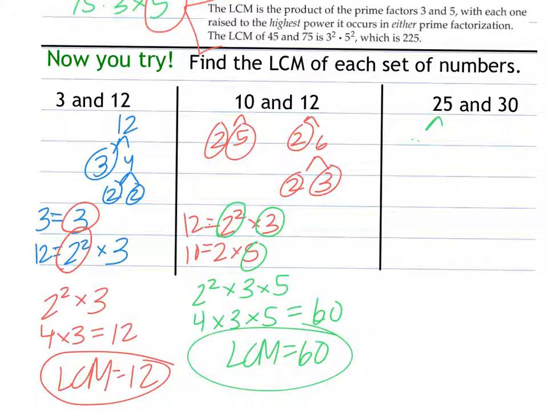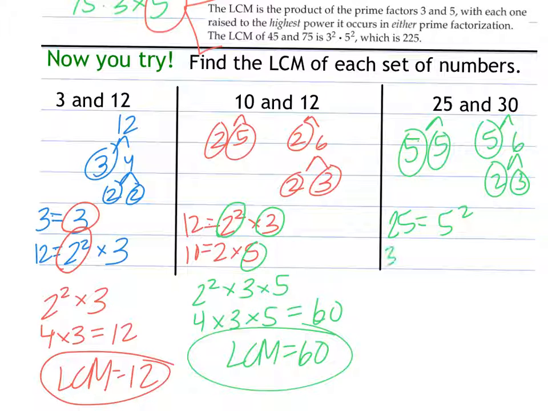25 splits into 5 and 5. Both of those are prime. So 5 squared. 30 would split into 5 and 6. 6 splits into 2 and 3. So for 30, that would be 2 times 3 times 5. So we look at every number that shows up between there, a 2, a 3, and a 5, and we take them to the one with the highest exponent. Our only option for 2 and our only option for 3. Between the 5's, the 5 squared has the higher exponent. So I multiply 2 times 3 times 5 squared.